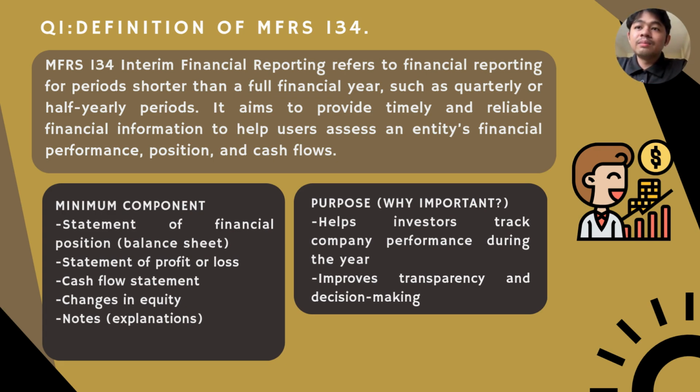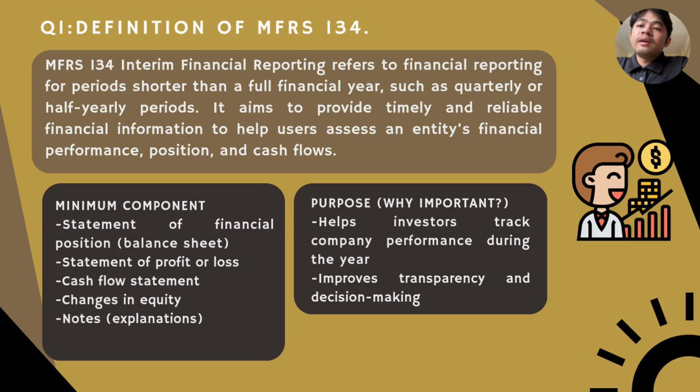The report includes the statement of financial position, statement of profit or loss and other comprehensive income, also statement of changes in equity, cash flow statement, and selected explanatory notes. MFRS 134 also sets out principles for recognition and measurement. Interim periods are treated as a part of the annual reporting cycle. Companies often need to estimate when preparing this report.